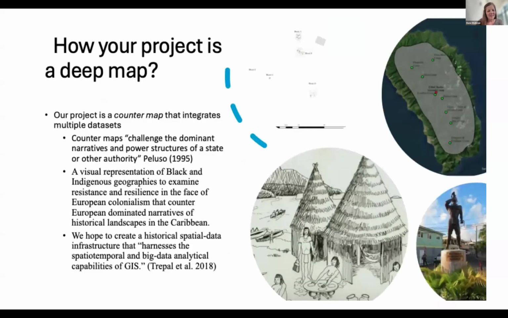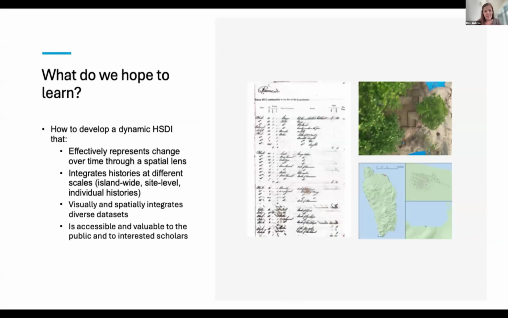Next slide, please. So it's a counter map. How is this a deep map to challenge the dominant colonial narratives, right, that persist in the Caribbean and elsewhere? So really to provide kind of alternative representations, visual representations centering Black and Indigenous histories on the island, again, to challenge the dominant colonial narrative of European settlement and colonization and dominance throughout the island. So we want to really use this sort of big data GIS stuff to create a map to produce these counter maps. Last slide. It is really quick.